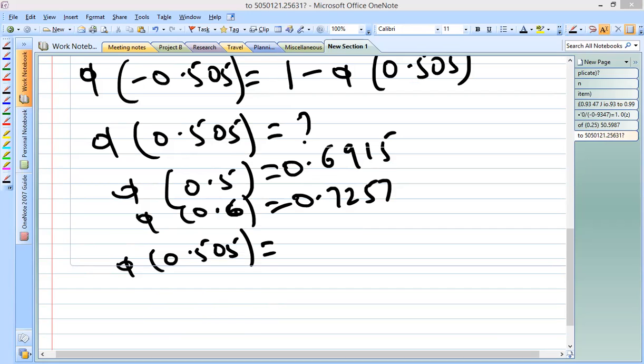0.505, you can take the 0.51 value. Take this 0.51 value, the next value. 0.51 has 0.6950. Don't take 0.6 because it is just 0.505. It is almost near to 0.5. So here take the starting two values, 0.6915 and 0.6950, and then the nearest value will come.